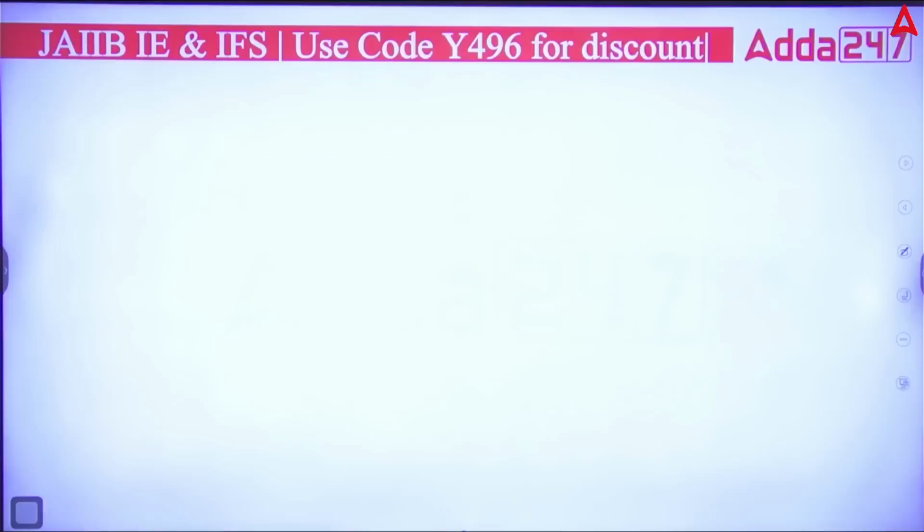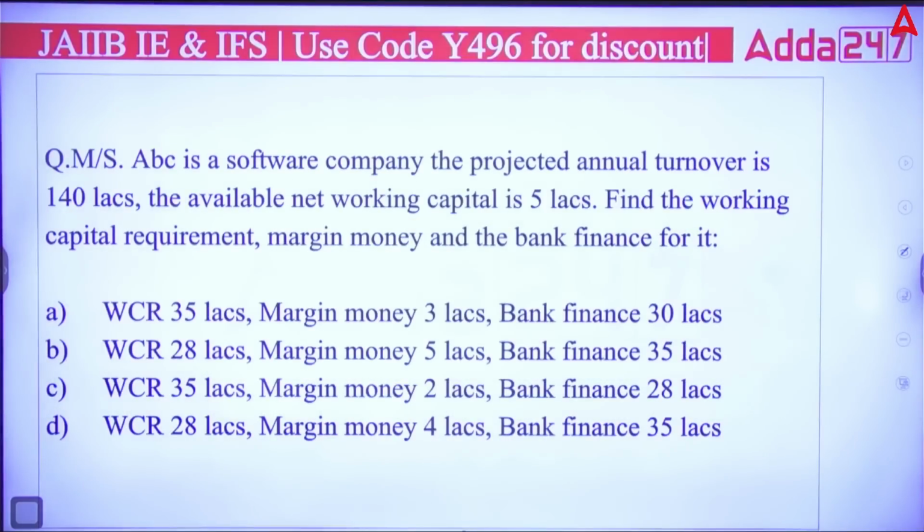Okay. Now the next question we have: ABC is a software company. The projected annual turnover is 140 lakhs, and the available net working capital is 5 lakh. Find the working capital requirement, margin money and the bank finance for it. So you have to calculate three things here.